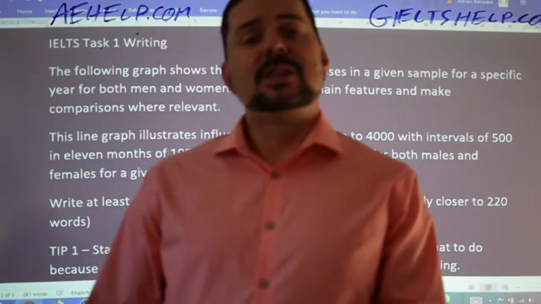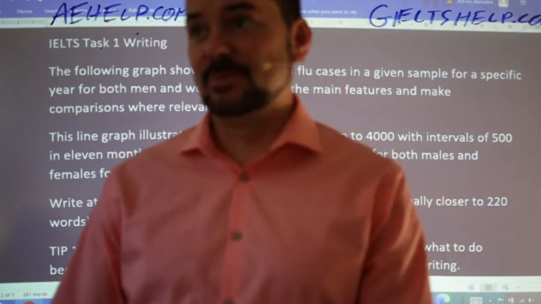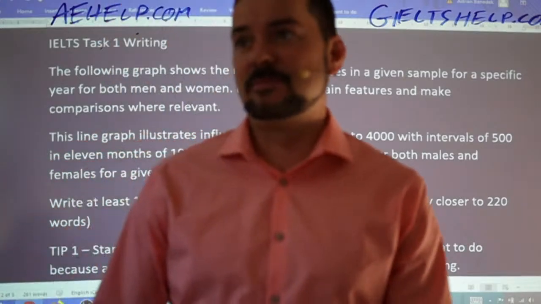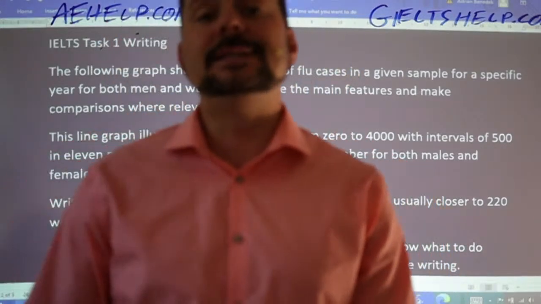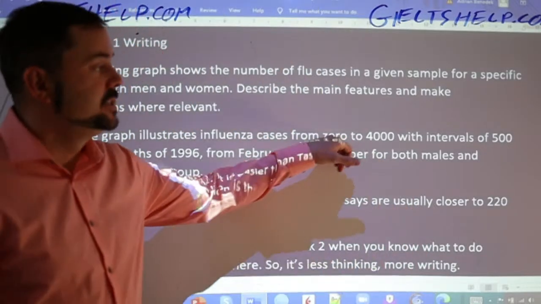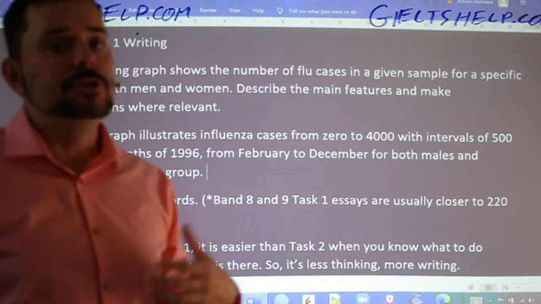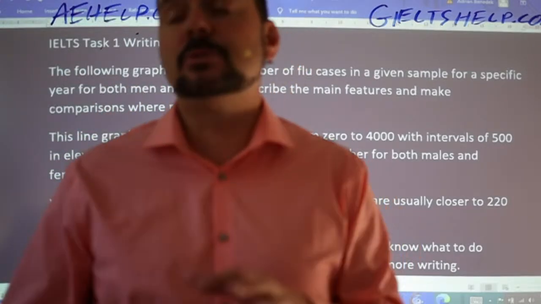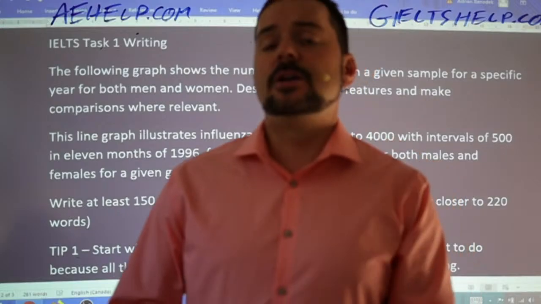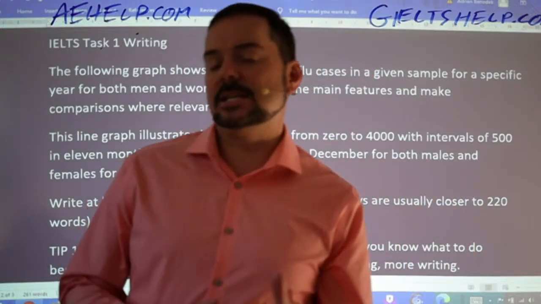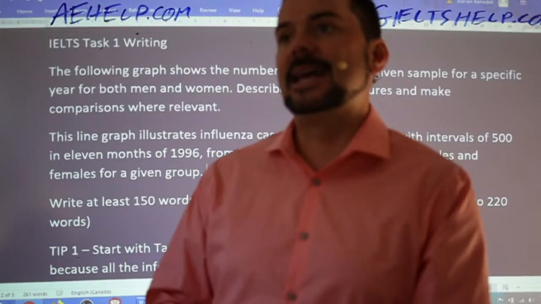Nerd Gamer, love the handle. Nerd Gamer says the line graph depicts the number of flu cases for a specific year for both males as well as females. Nerd Gamer, you're lacking detail. Notice my detail: 0 to 4,000, intervals of 500, 1996. If all that you do for your introduction is just paraphrase the question, you're getting a band 6, maybe a 6.5. You're not getting into the band 7, 8 category.